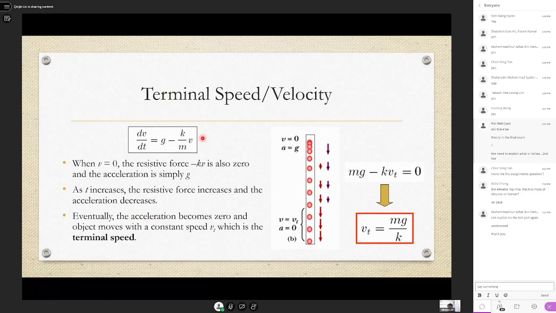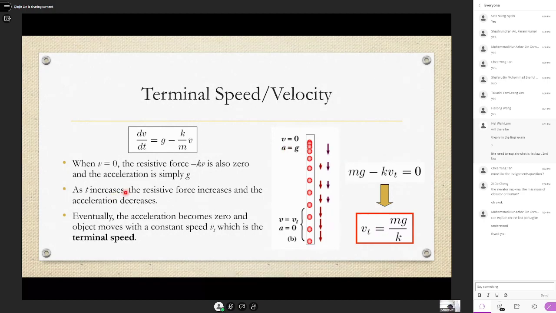And from here, we can learn about this thing called the terminal speed or velocity. When v equals 0, the resistive force, minus kv, is also 0. Based on this equation, dv over dt is acceleration, and when v equals 0, acceleration is simply equal to g. Imagine you drop an object down, free fall. At the starting point, v equals 0, so acceleration equals g.